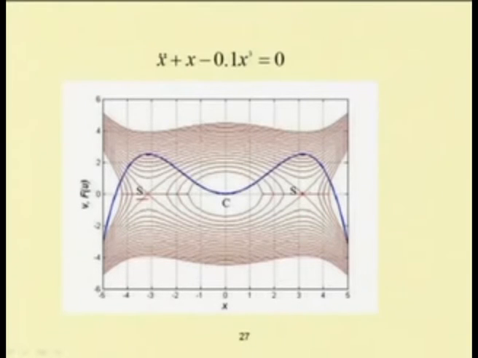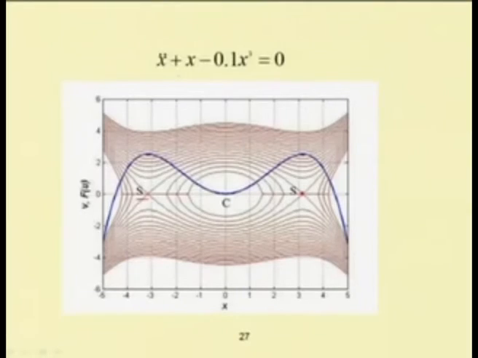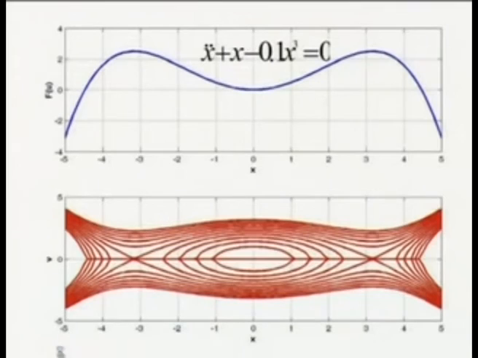Near the saddle point, the response is unstable, and near this center, the response of the system is stable. So, the system has a stable response near this point, but an unstable response near the saddle points. Here one can observe that this is plotted for x minus 0.1 x cubed equal to 0. If one takes a negative stiffness, okay, the same thing is plotted here in a.